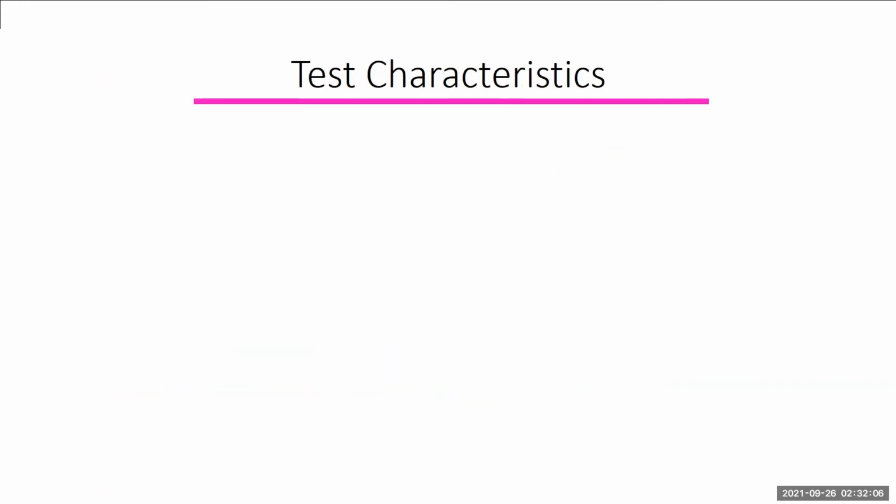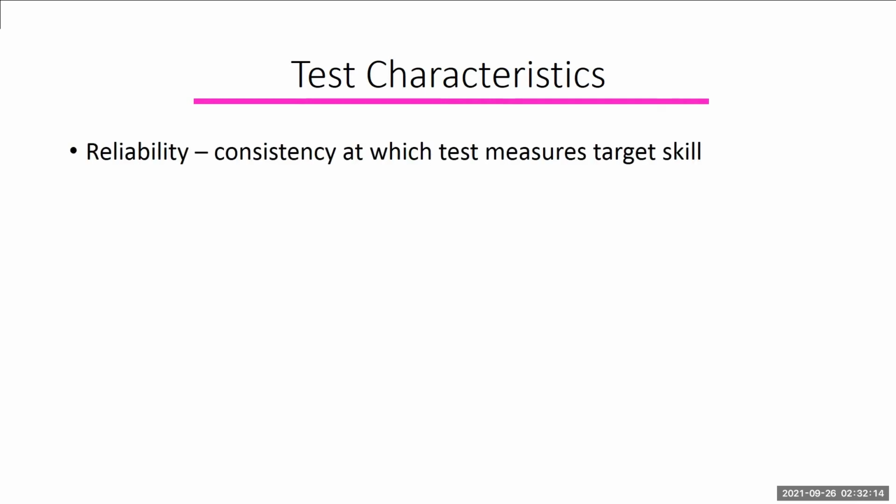The test characteristics must be reliable and valid, or the instrument has no value, especially for identifying a child as having a disability. Reliability is the consistency at which a test measures a target skill. In other words, if you repeated the test, would the child get the same score? If there is too much random error in the test or in the administration, the scores will not be reliable.